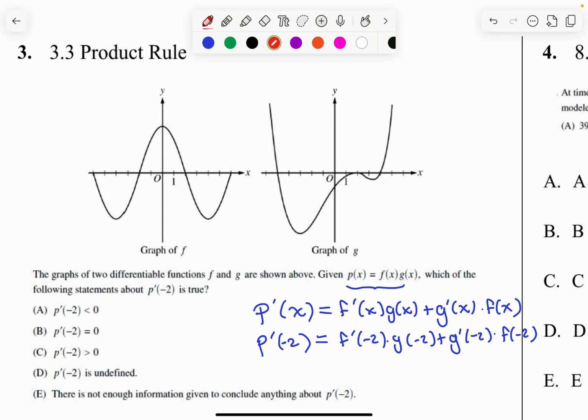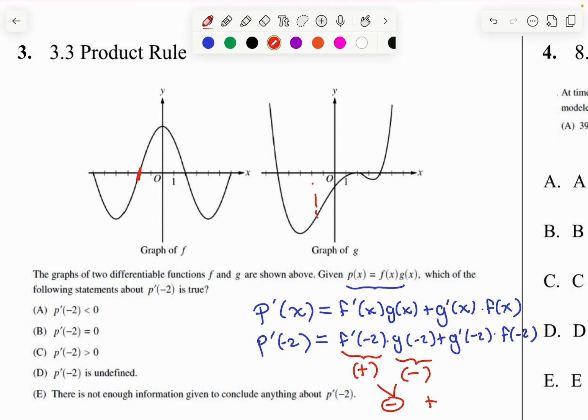These don't have values, but this is really boiling down to the sign of this answer. So f prime of negative 2, at negative 2 we have a positive slope, so that's positive. g of negative 2 is negative. So I've got a negative times a positive, so this expression would be negative.